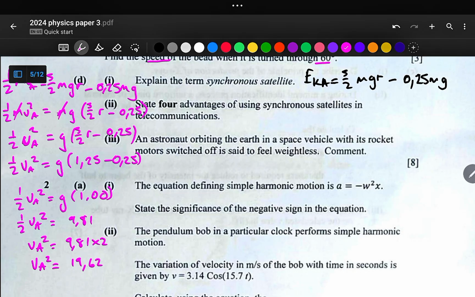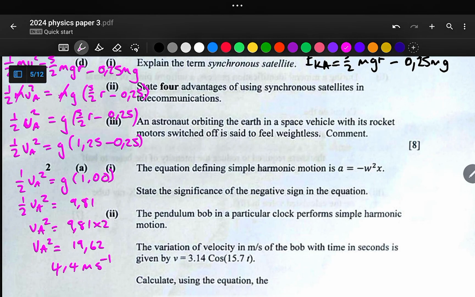Let us calculate the square root of 19.62, and this gives us 4.4. So our answer is 4.4 meters per second. So this is our final answer for this question.